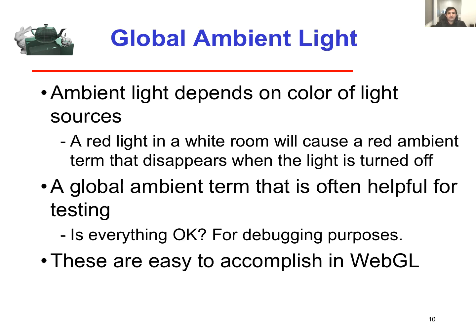Ambient light depends on the color of light sources. For example, a red light in a white room will cause a red ambient term that disappears when the light is turned off. Also, we can have a global ambient term that's often helpful for testing to see if everything is okay. So it's very good for debugging purposes. Both of these are easy to accomplish in WebGL.